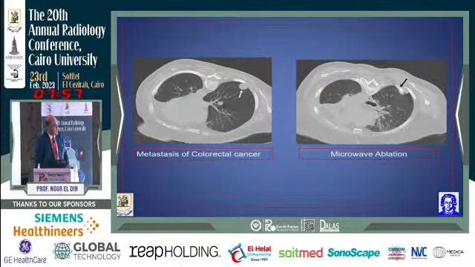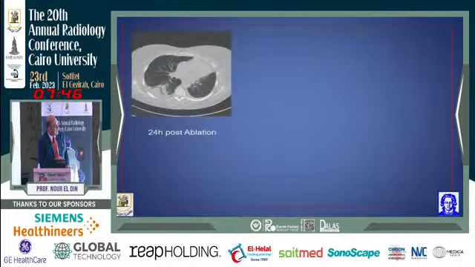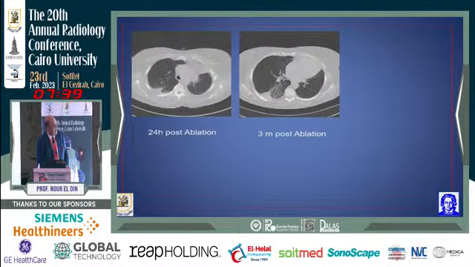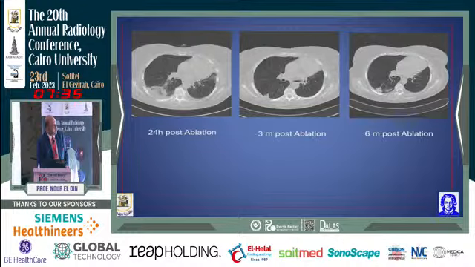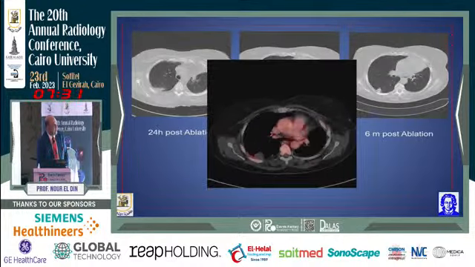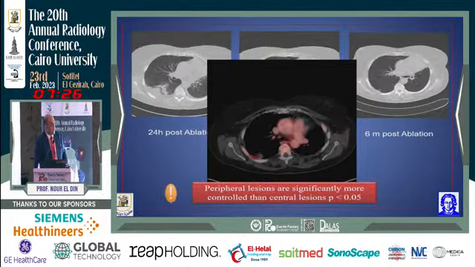Another factor is the location of the tumor. You can see here, this is a lesion lying on the pleura. It's 3 centimeters in diameter. This is during the microwave ablation of the lesion. And 24 hours post-ablation, you can see a wide, large zone of ablation. And at 3 months, you can see atelectatic zones at the zone of ablation. And at 6 months post-ablation, a reduction of this size. And even if we did a PET scan here, you can see there is no activity, denoting complete successful ablation of such a lesion. So this is a factor.